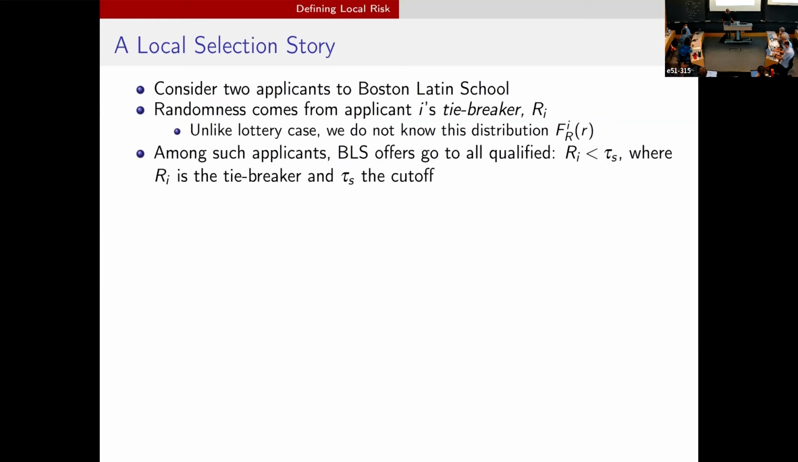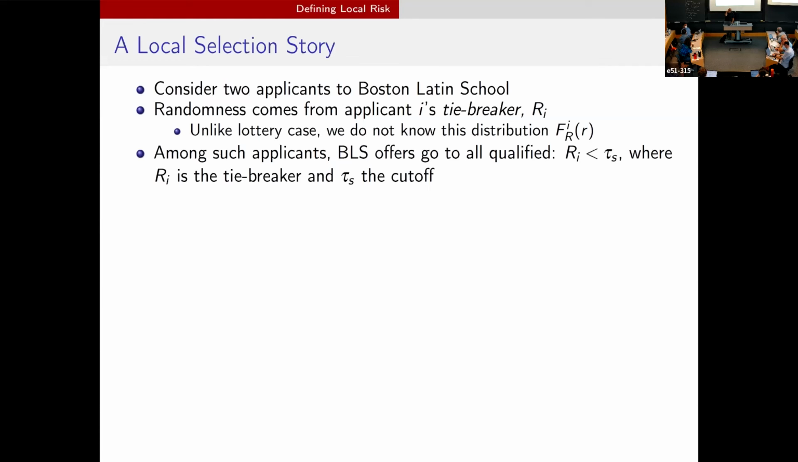And admissions to the Boston Latin School until very recently was based on an admissions test. So let's consider two applicants to the Latin School, and how are we going to conceive of where there is some randomness in assignment? The randomness is going to be coming from the tiebreaker, R_i. And unlike the lottery case, where I know the tiebreaker is uniform 0, 1, I don't know the distribution of the underlying tiebreakers. So let's just call that distribution F sub R for applicant i.